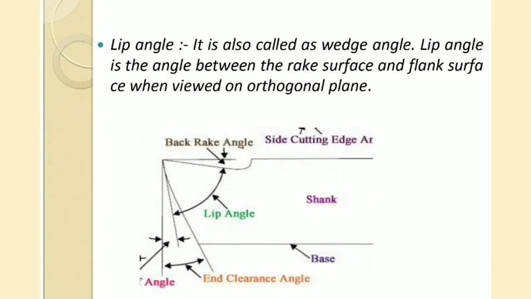Next, lip angle. Lip angle is also called wedge angle. It is the angle between the rake face and front flank of the tool.